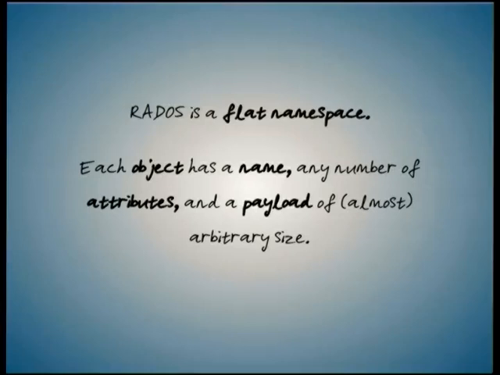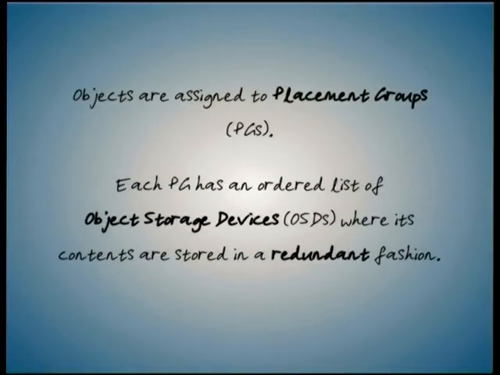So we can assign an object attributes at will. We can obviously retrieve them as well, and those are relatively independent of the actual payload. Now, objects in RADOS are assigned to something that we conceptually refer to as placement groups, or PGs. And every placement group has a list of object storage devices, or depending on whether you're reading the older or the newer documentation, object storage daemons, where the content of these PGs, so all the objects in a specific placement group, are stored in a redundant fashion.